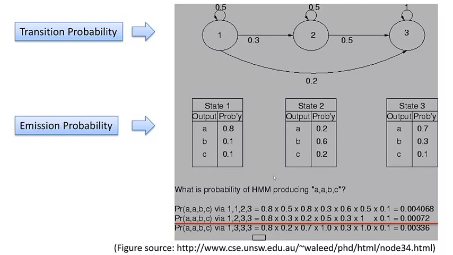Theoretically, we can enumerate all possible state paths. Then we can calculate a probability for each path. The one whose probability is maximum is the most likely path.